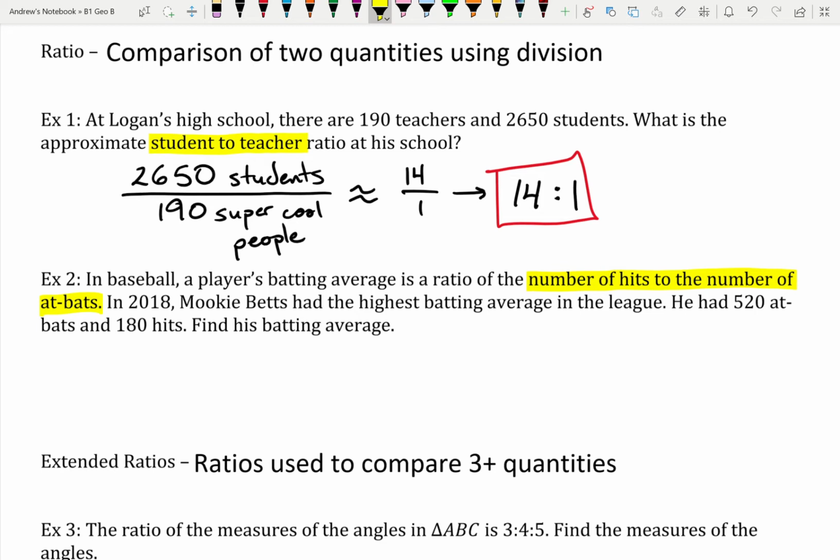In 2018, Mookie Betts, oh my God, used to be on the Red Sox, awful, terrible team. So glad they moved to the Dodgers. Mookie Betts had the highest batting average in the league. By the way, go Yankees. He had 520 at-bats and 180 hits.